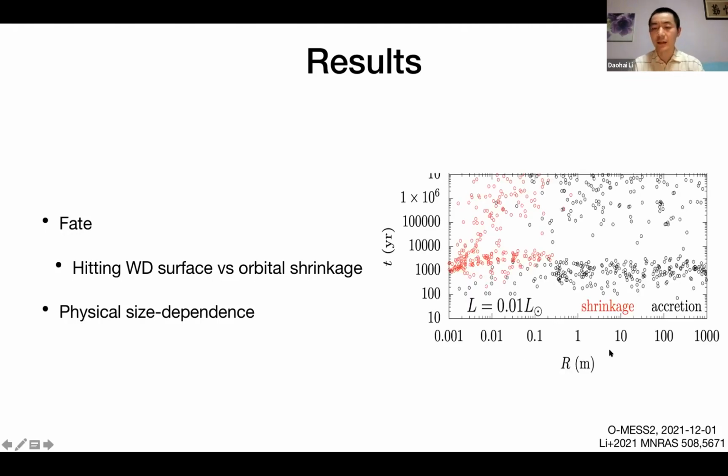The x is the radius of the fragment, and the red points mean that the fragment is orbitally shrunk, and the black points mean that the fragment is accreted by the white dwarf, and the y is just the time of the event. So we see that for orbital shrinkage, the fragment must be smaller than 0.1 meter or so, and it's only efficient before, let's say, 10 to the 4 years. But for accretion, it can last for a long time, and it works for large fragments.